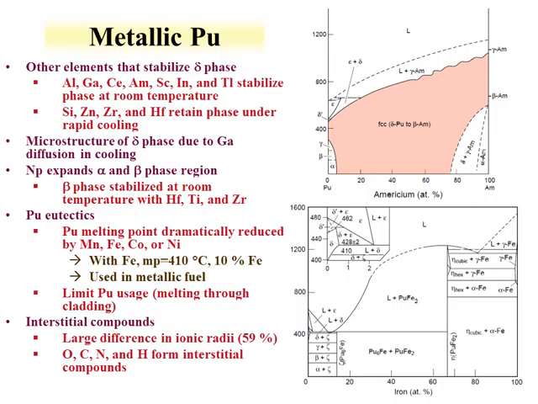Plutonium also forms alloys with a number of different metals. Those listed here can stabilize a delta phase at room temperature, and for these listed here, some of the tetravalents, the delta phase can be stabilized with rapid cooling. Neptunium stabilizes the alpha and beta phase region, and the beta phase can be stabilized at room temperature with hafnium, titanium, zirconium, these tetravalents. Again, with rapid cooling, you can stabilize a delta phase.